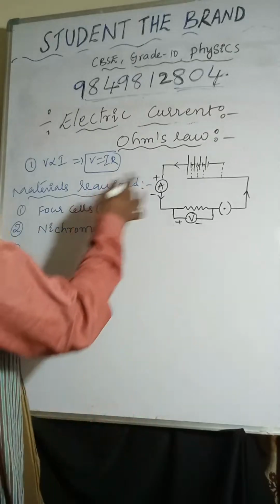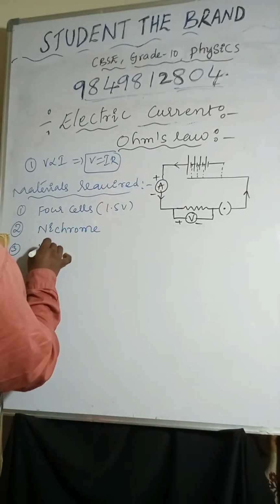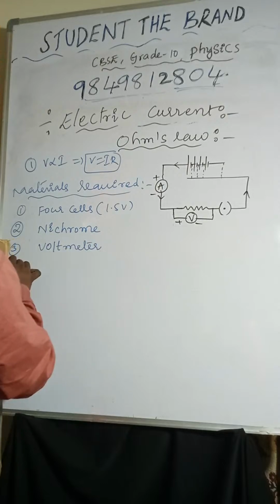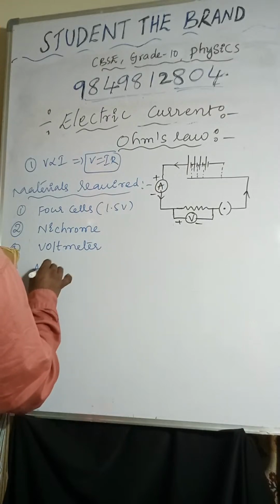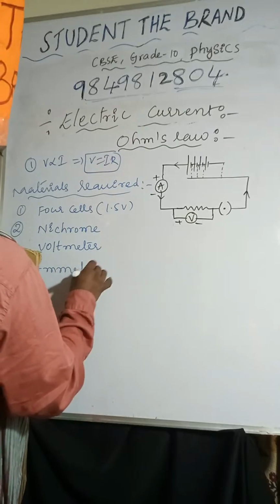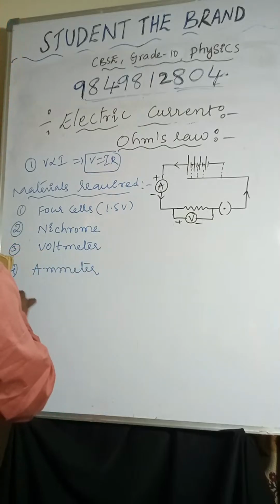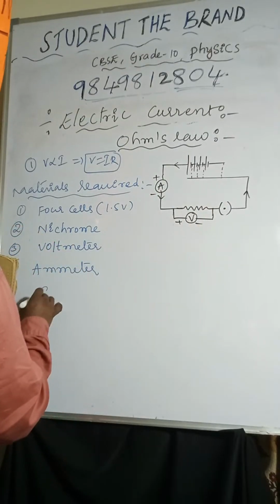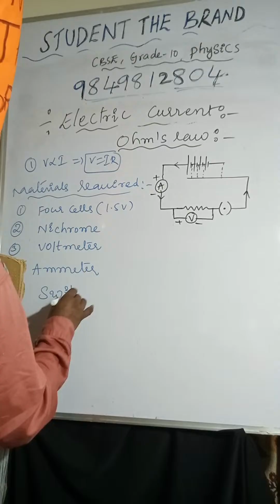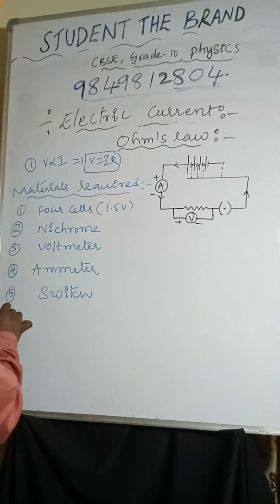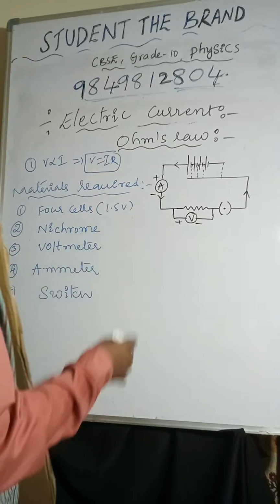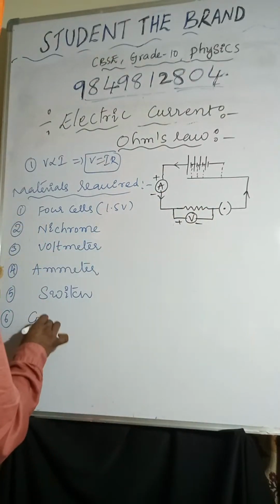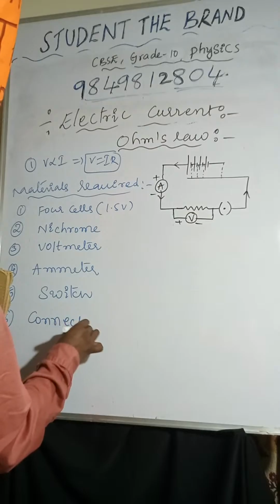Coming to the next one, the third is voltmeter, and the fourth one is ammeter. The fifth one is a switch, and the sixth one is connecting wires.